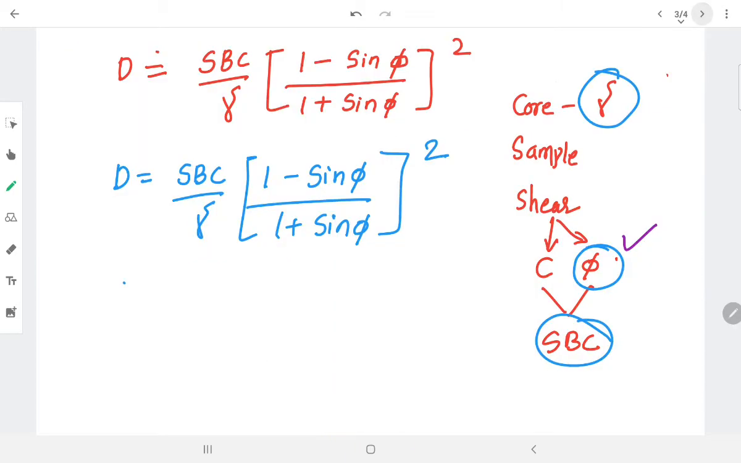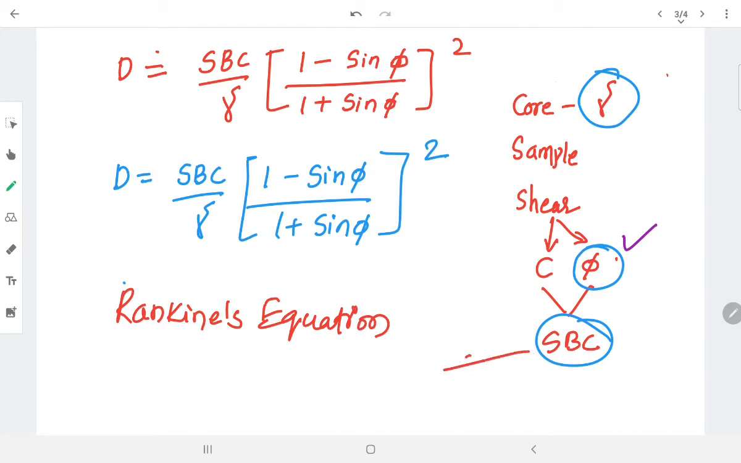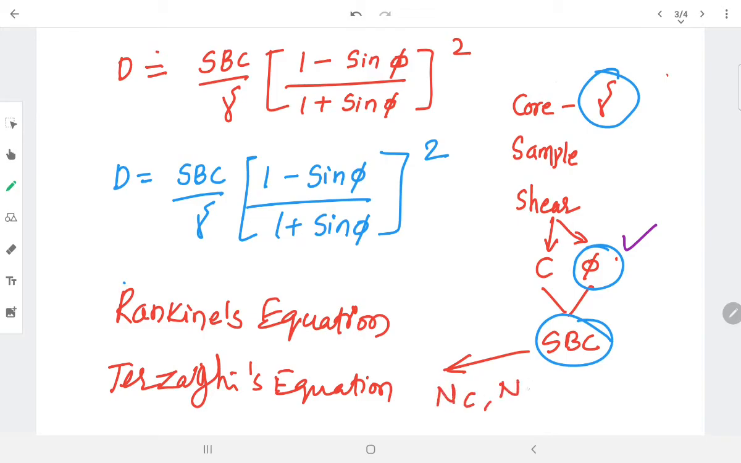The equation we have used here is Rankine's equation. Apart from that, we will be using another equation to calculate SBC, that is Terzaghi's equation. There we will be calculating Nc, Nq and N gamma. These values depend on the values of C and phi.